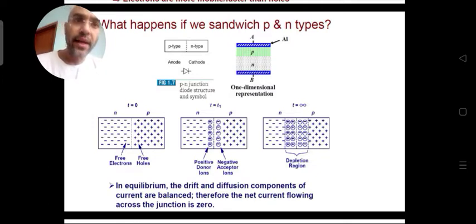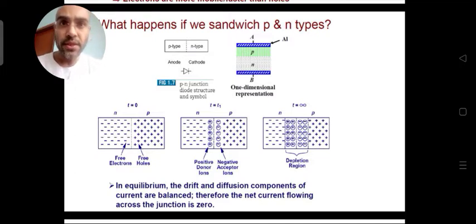Now when these ions are exposed, see what happens. On the N side, a positive layer of ions is built up, and on the P side, a negative layer of ions is built up. Now this layer of ions will restrict further flow of the charge carriers. The electrons will not be able to flow directly to the P side and diffuse, and similarly the holes cannot diffuse into the N side.